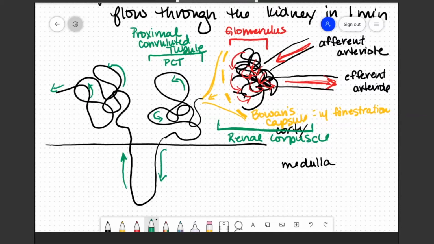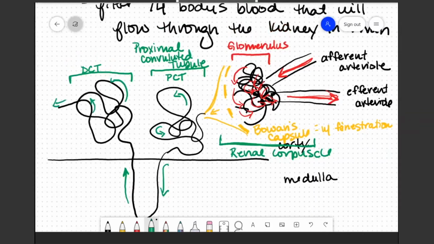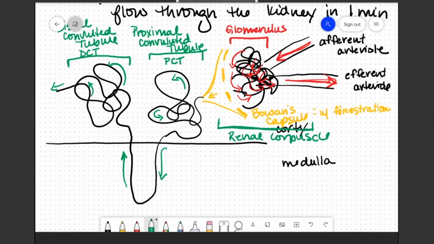This one right here is going to be DCT, which stands for distal convoluted tubule. DCT. And again, it's distal to the glomerulus, so that's why it's got the DCT name. So as the liquid in our blood, our plasma, is filtered out, it will go into our PCT first, and then it will go down this. This is going to be called the loop of Henle.